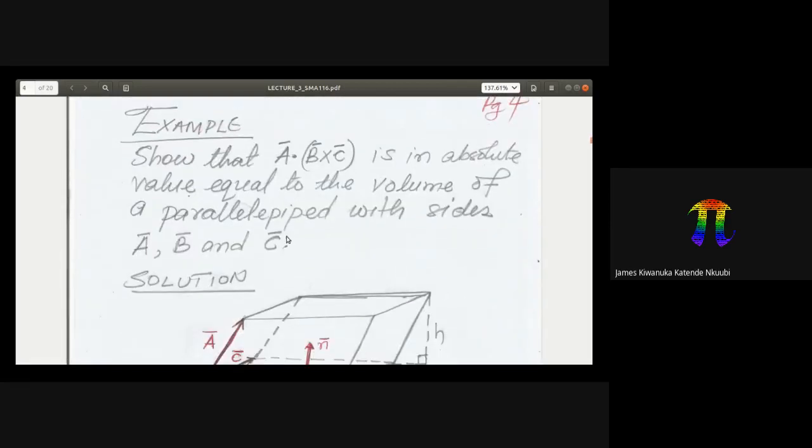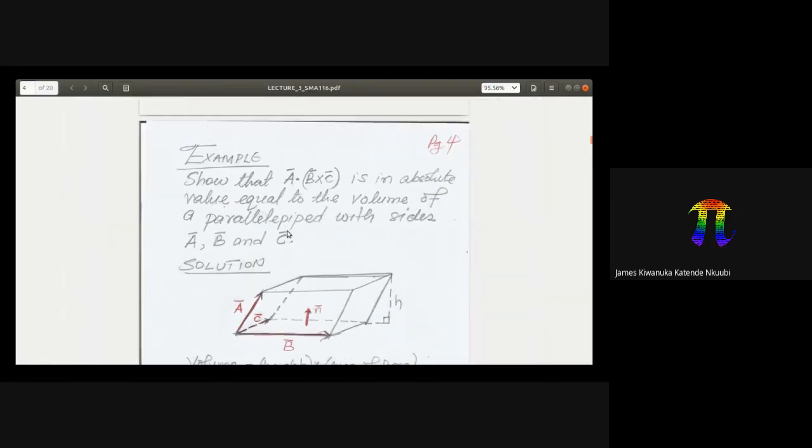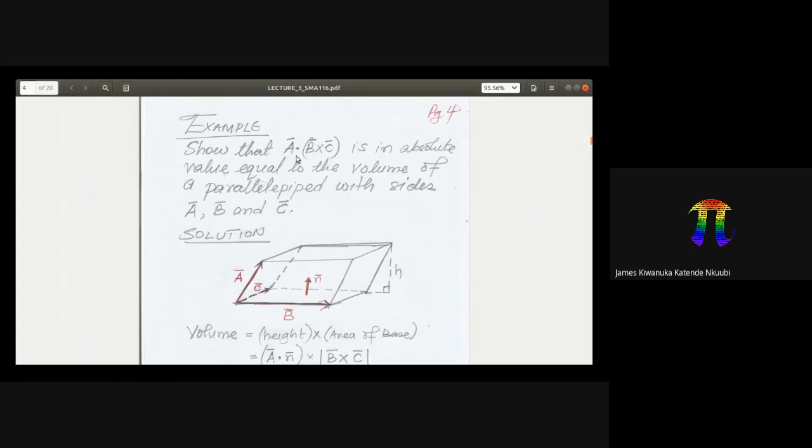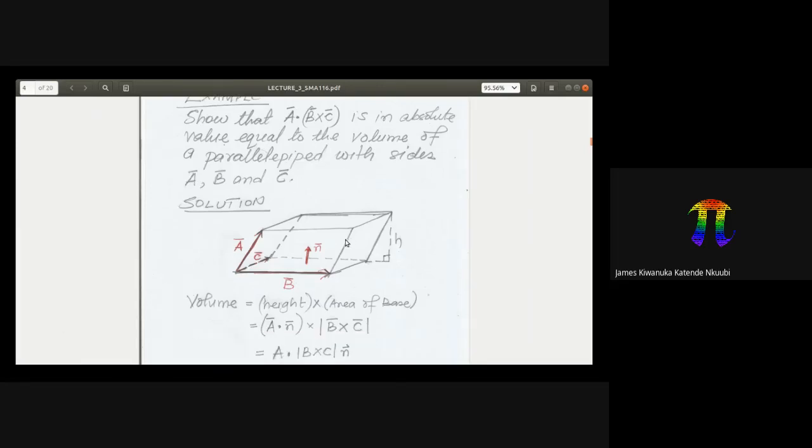So let's see how we can interpret this triple product. This one says, show that A dot B cross C is, in absolute value, equal to the volume of a parallelepiped with sides A, B, and C. A parallelepiped is basically the three-dimensional equivalent of a parallelogram. So you basically have a cube with the sides slanting. A cube itself will also be a parallelepiped, but in general, these sides are not necessarily perpendicular to the base.